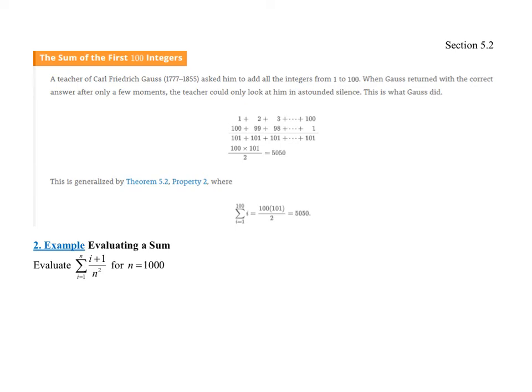Heck, I just talked about this on the last page. Here's the sum of the first 100 integers. So here's what he did. This was a teacher. Think about a teacher being hungover and not wanting to deal with the kids. Just said, go and add the first 100 numbers. So here's what he did.